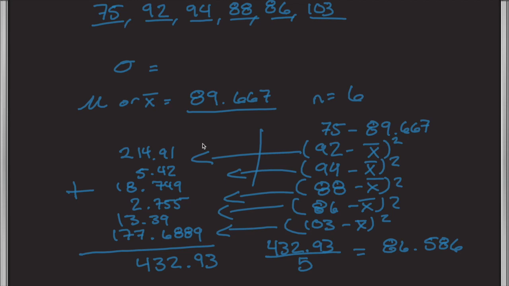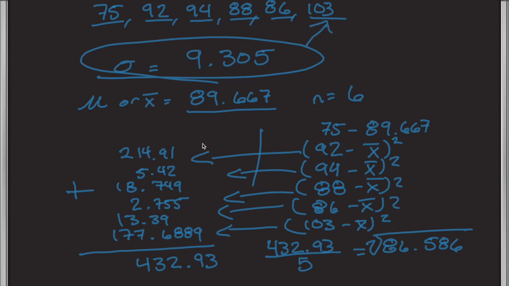and our sigma value then gives us a total of 9.305. Great, so now we have our standard deviation calculated for this particular population. What about standard error? We'll do that next.